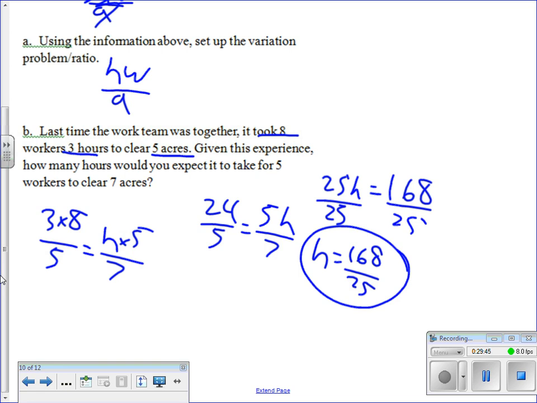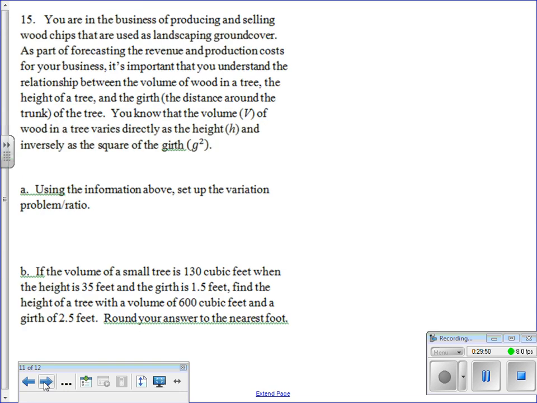Decimal answer makes more sense than this. Okay, same idea. You're in the business of producing and selling wood chips that are used as landscaping ground cover. As part of the forecasting of revenue and production costs for your business, it's important that you understand the relationship between the volume of wood in a tree, the height of the tree, and the girth, distance around the trunk of the tree. How many wood chips can you get out of a particular tree? It's important to know how much you're getting out of a tree, right?